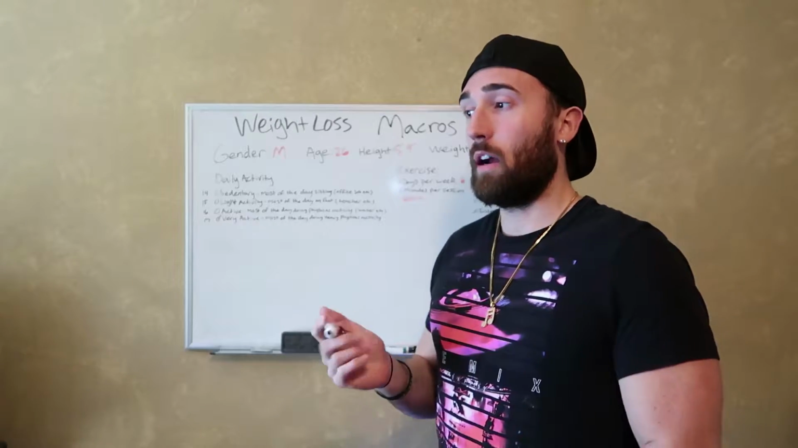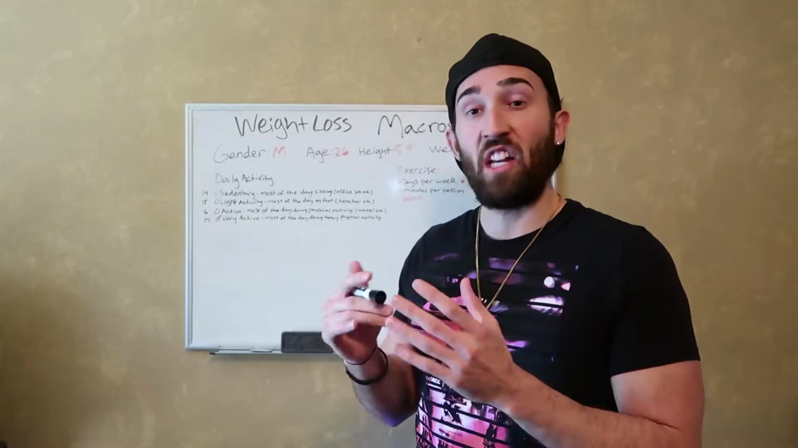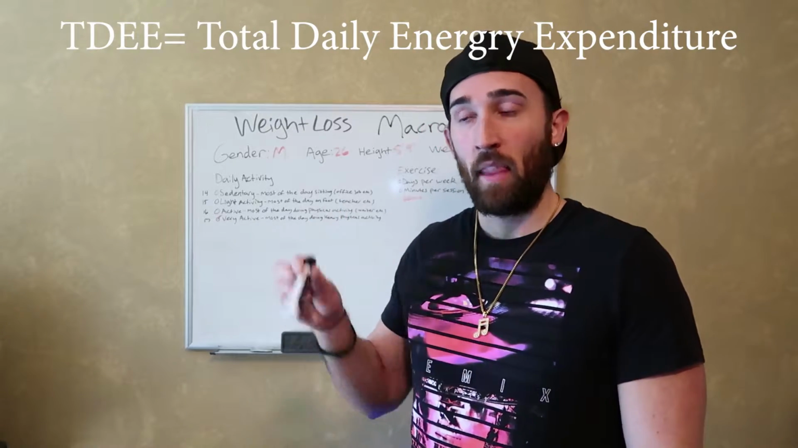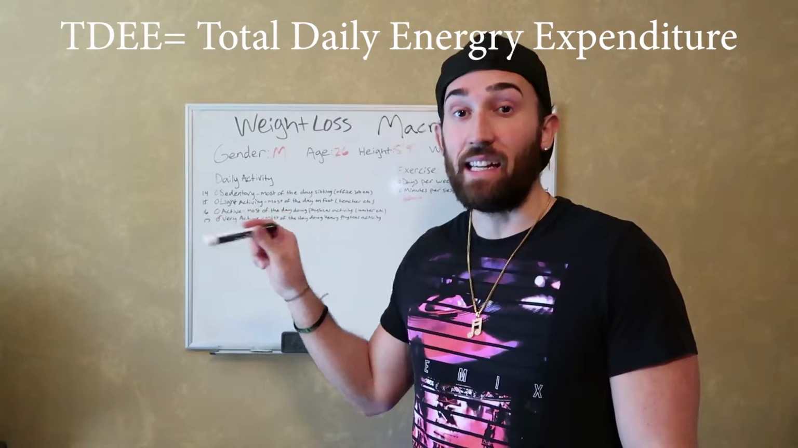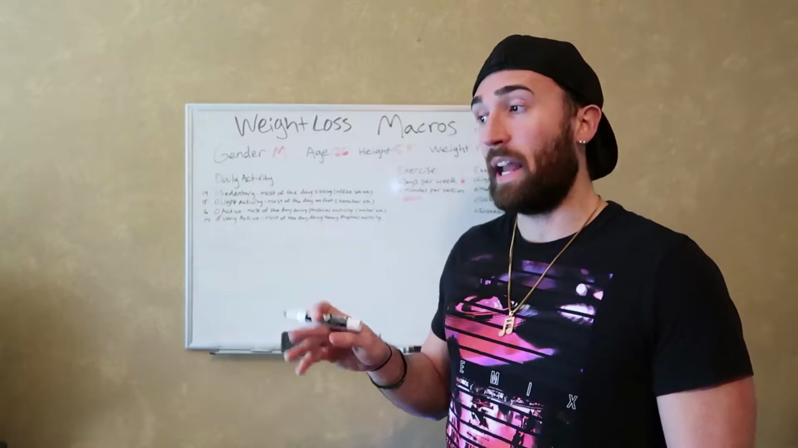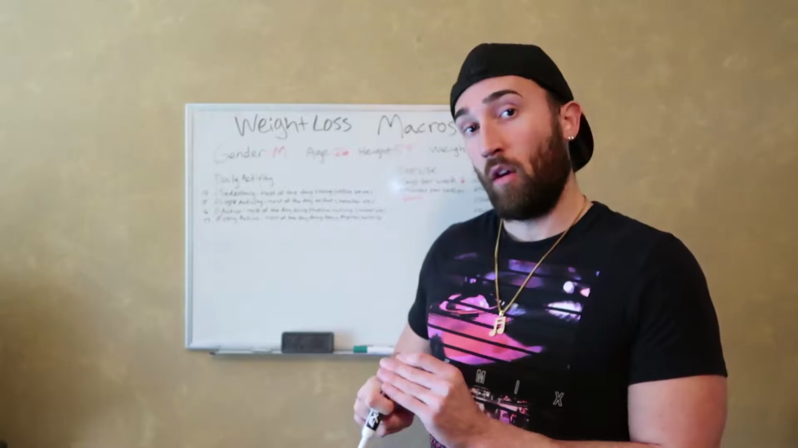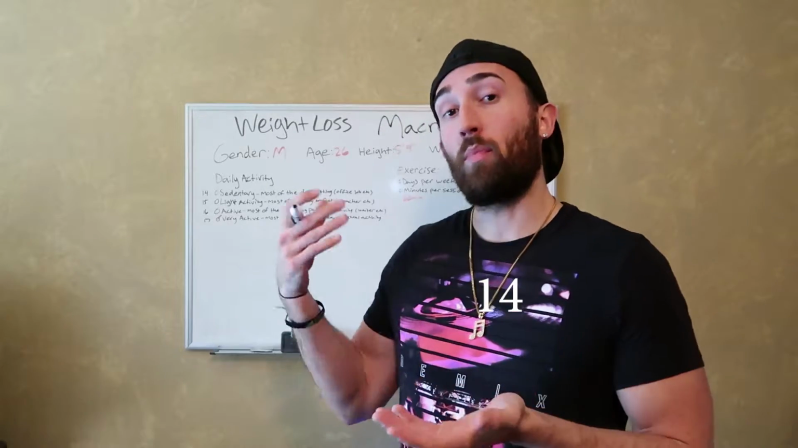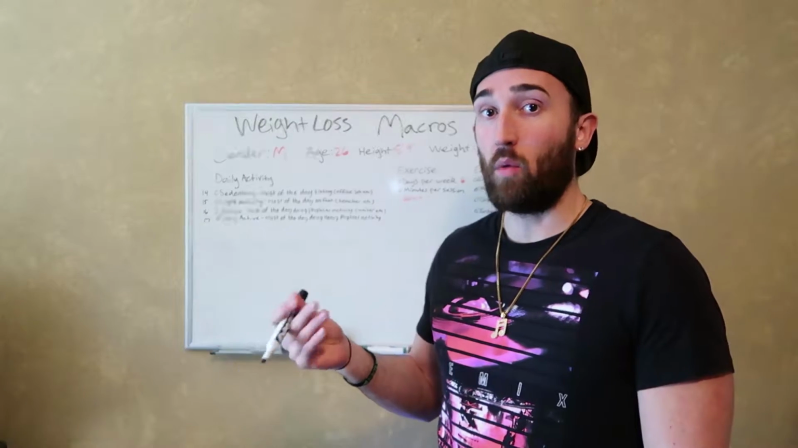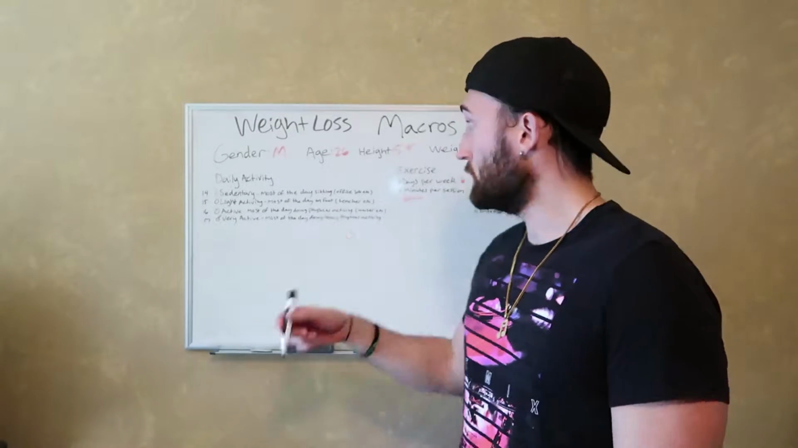So basically to figure out your weight loss, you need to first start with what's called your total daily energy expenditure, otherwise known as your TDEE. To figure out your TDEE, you take your body weight and you multiply it by either 14 or 17. What number you multiply your body weight by depends on how active you are.